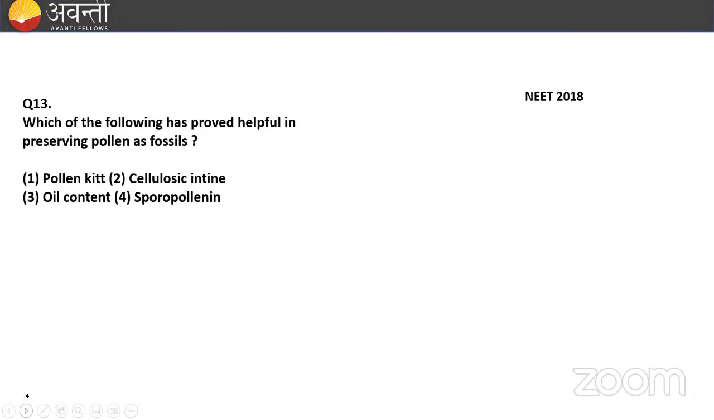Now, the next question says, which of the following has proved helpful in preserving the pollen as fossils? Option 1 is pollen kit. Option number 2 is cellulosic intine. Option number 3 is oil content. Option number 4 is sporopollenin. This question came in NEET 2018. They're asking which of the following helps in preserving pollen as a fossil.